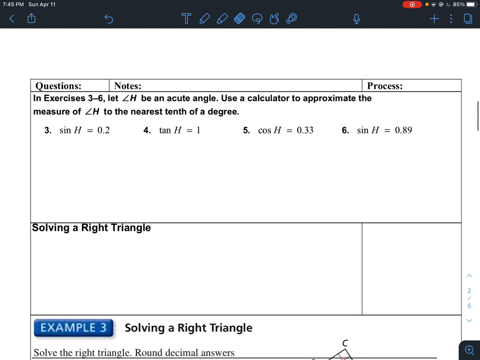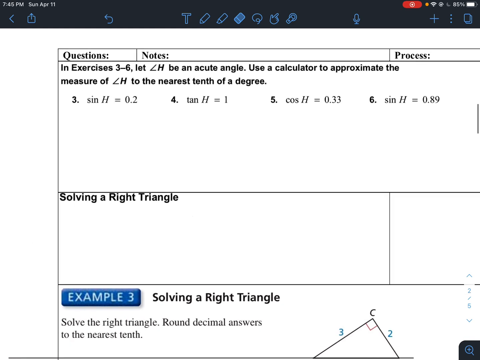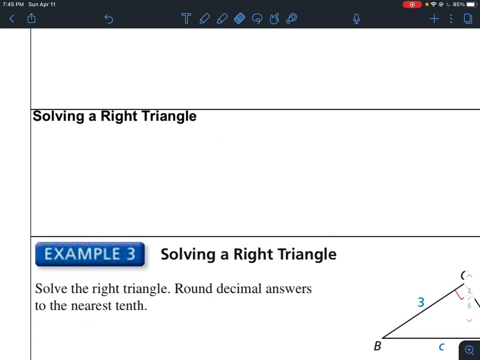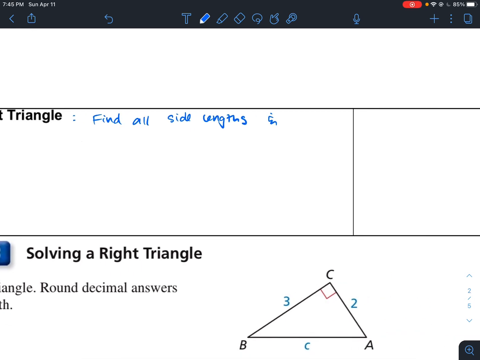Okay, so now that we know how to find both side lengths and angle measures, we can talk about solving a right triangle. Now to solve a right triangle means to find all side lengths and angles. So to find all side lengths and all angles of a triangle.